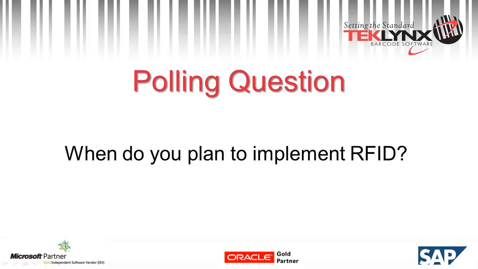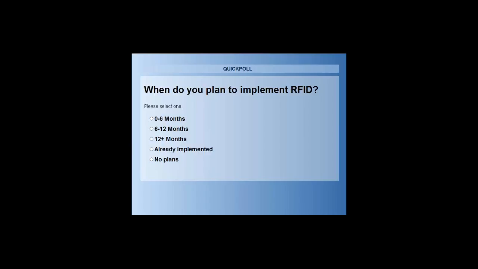To begin with, the first polling question is, when do you plan to implement RFID? So I'm going to go ahead and share that here for you. And please go ahead and take a moment to share your thoughts. There are a couple different options here: either 0 to 6 months, somewhere between 6 and 12 months, sometime past 12 months, you either already have implemented RFID, or currently you have no plans and you're just looking to learn a little bit more about the technology and see if maybe you can help guide any plans in the future.